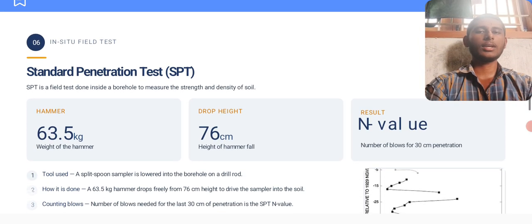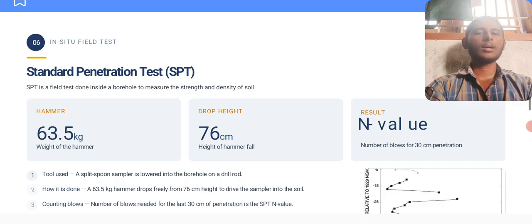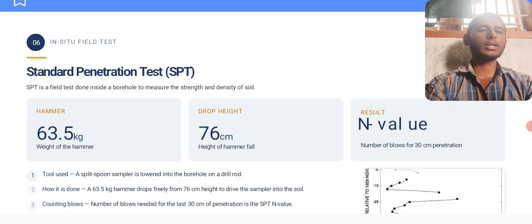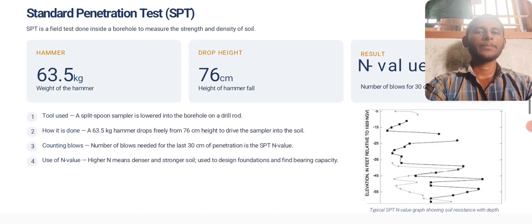And standard penetration test, SPT. SPT is a field test done inside a borehole to measure the strength and density of soil. In this test, a hammer of 63.5 kg weight is dropped from a height of 76 centimeter, and the N value is the result, the number of blows for 30 centimeter penetration.